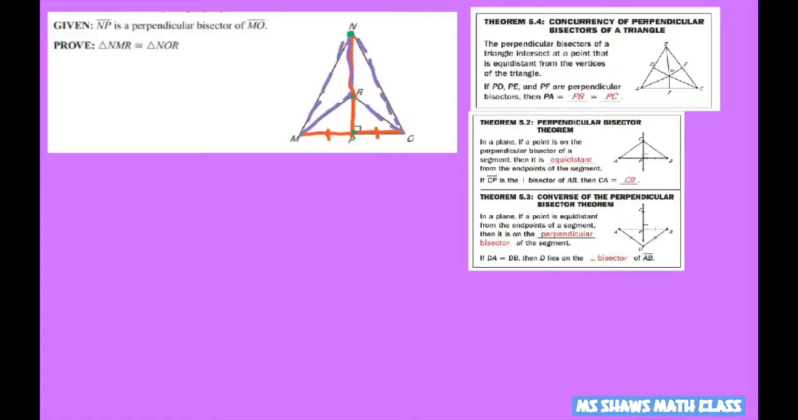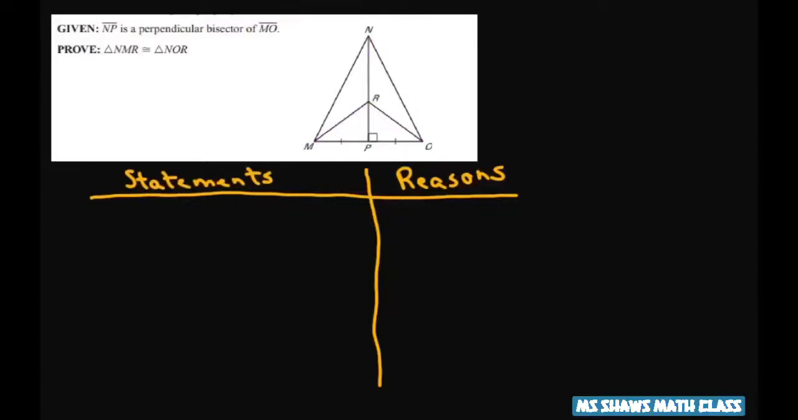So let's get started. The statements first is the given. We already know that NP is perpendicular bisector of MO, and that's given.